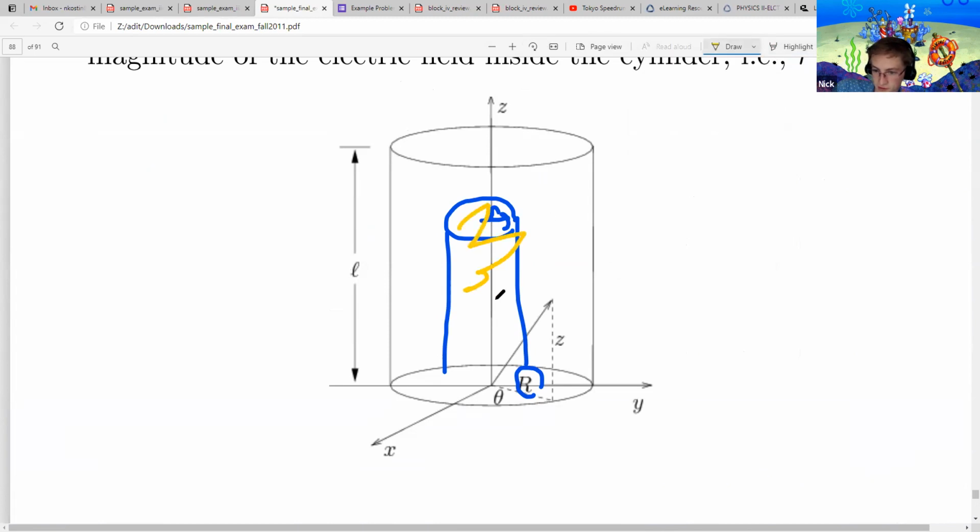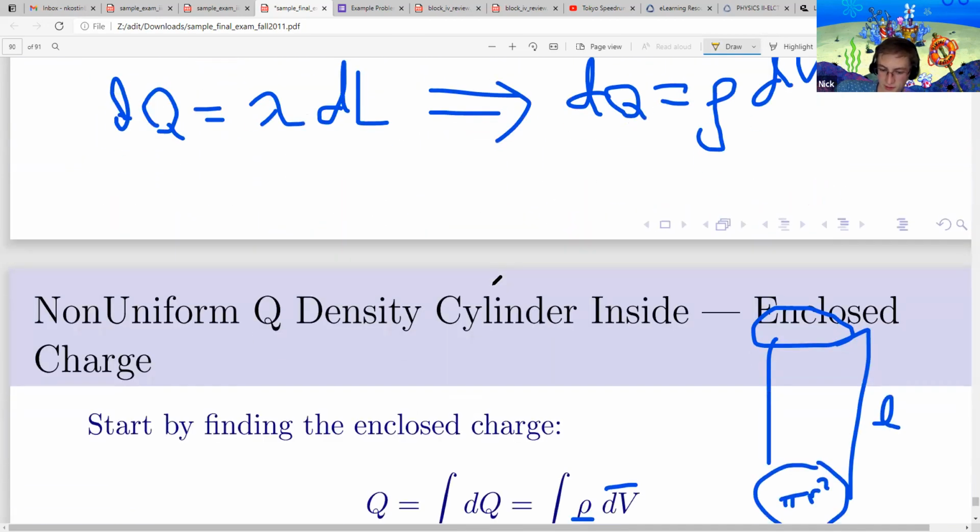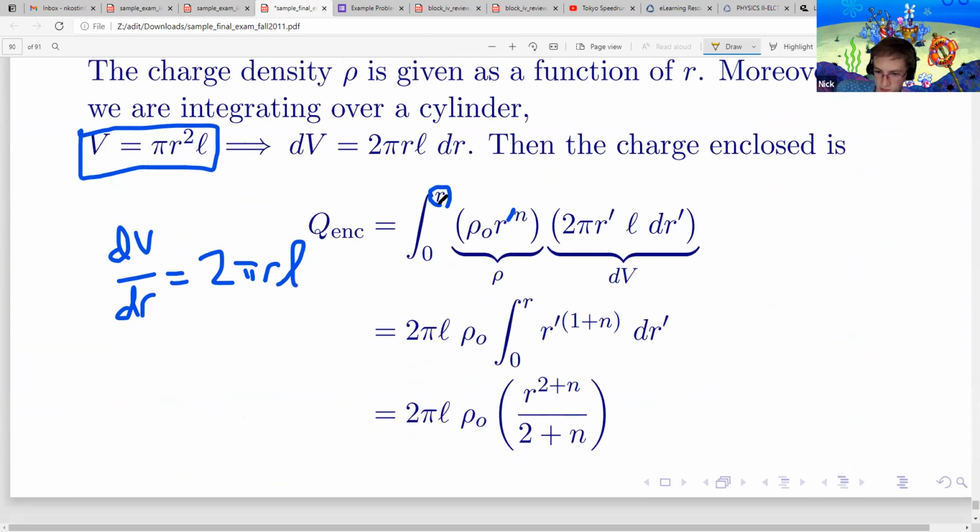Within this Gaussian surface here, I'm only trying to find the charge enclosed there. So when I go to integrate my Q expression for charge enclosed, I don't want to integrate to big R, because that's the radius of the cylinder. I want to integrate to little r, because that's the radius of the Gaussian surface that's nested inside my big cylinder. So that's my upper bound of integration.